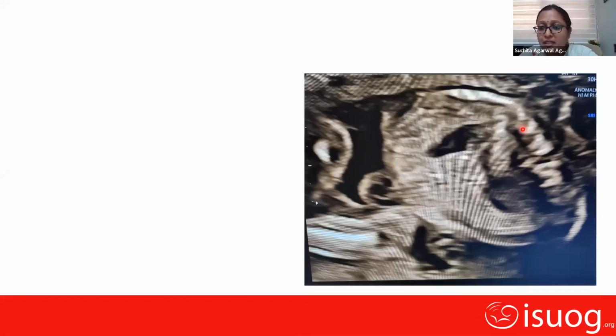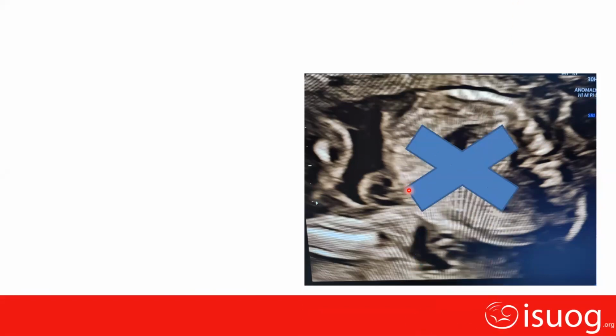So what about this? This is again an oblique plane. I don't get a good spine. It's not a circular structure. I don't see the umbilical vein. So this is again a wrong AC plane.